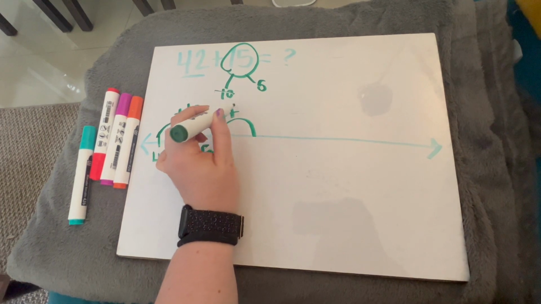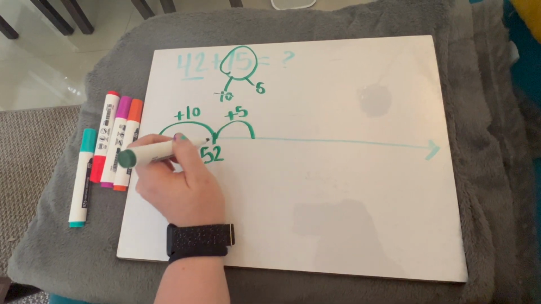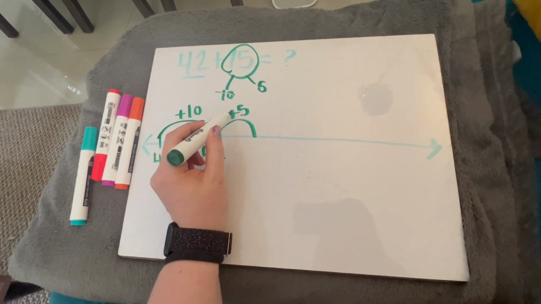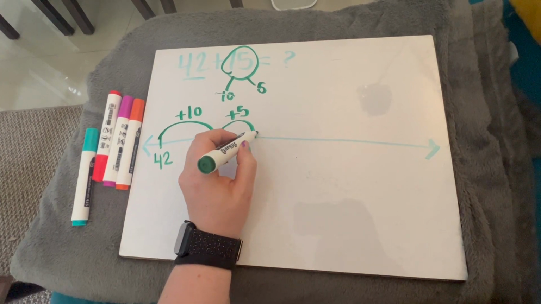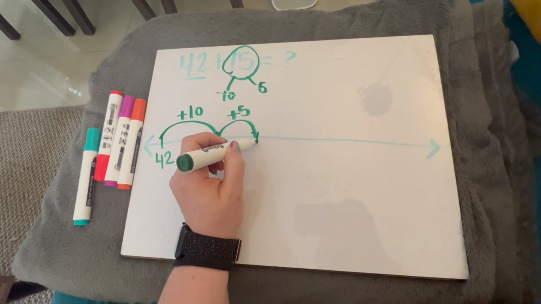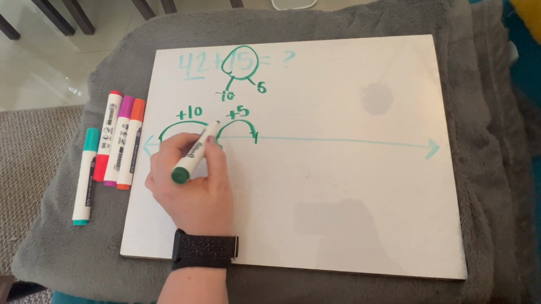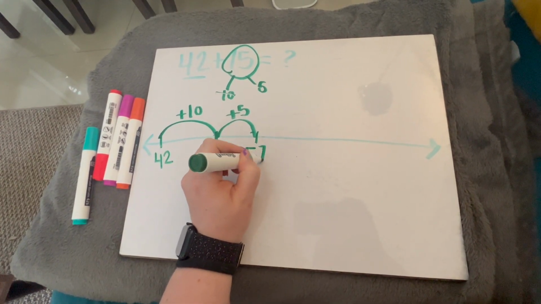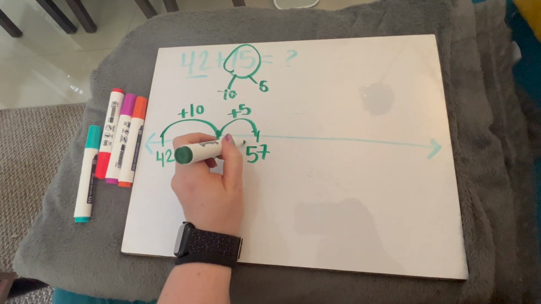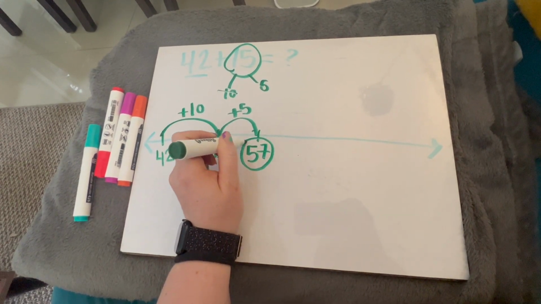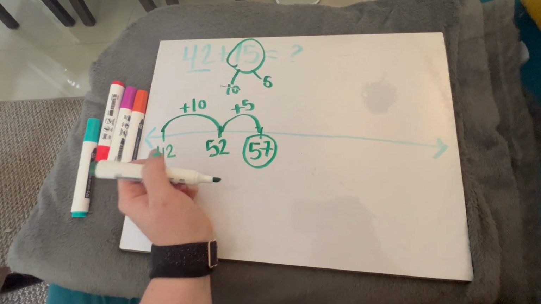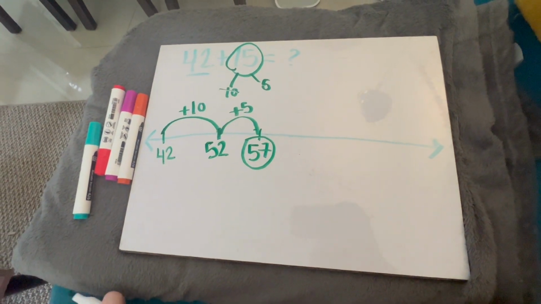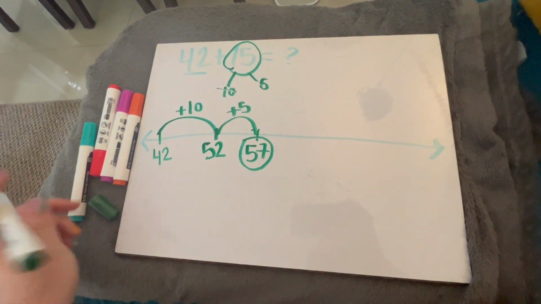Then I'm going to do plus 5. So 52 plus 5 is equal to, I'm going to draw my little line, make sure I write how much I am adding, is 57. When I get to my answer, I'm going to circle my final answer every time. It is very important that you do that as well.